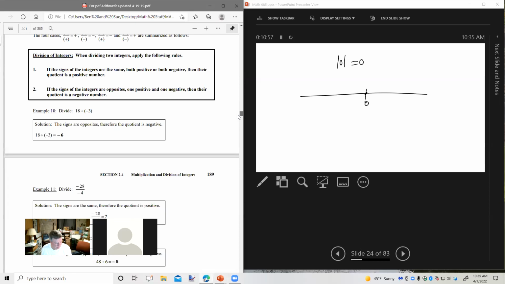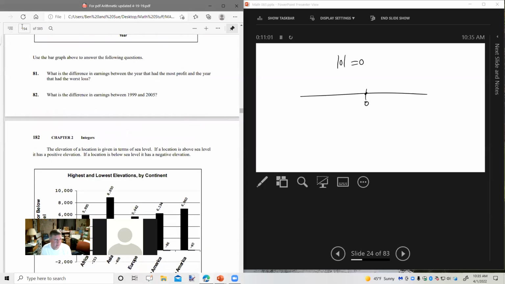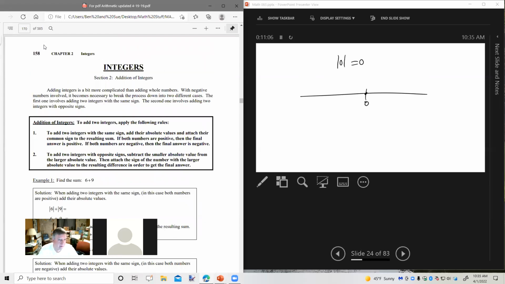All right, and we're going to go on to page 17. Integers. Let's talk about integers. Integers are whole numbers and their opposites. So they don't contain fractions or mixed numbers or decimals. They're like 0, 1, 2, 3, etc. to the right, -1, -2, -3, etc. to the left. So those are integers.